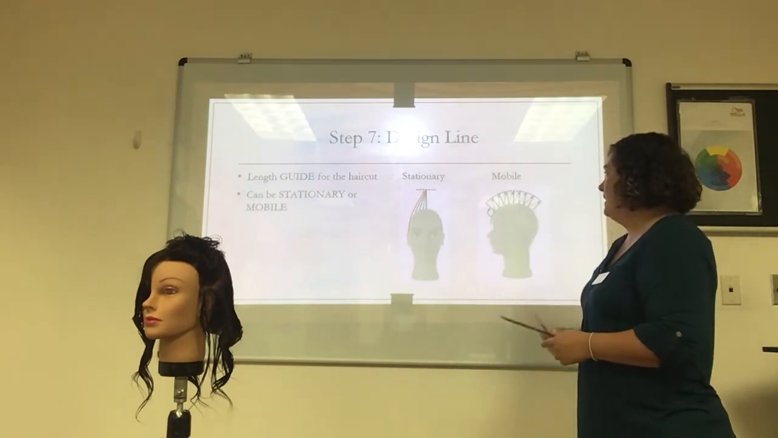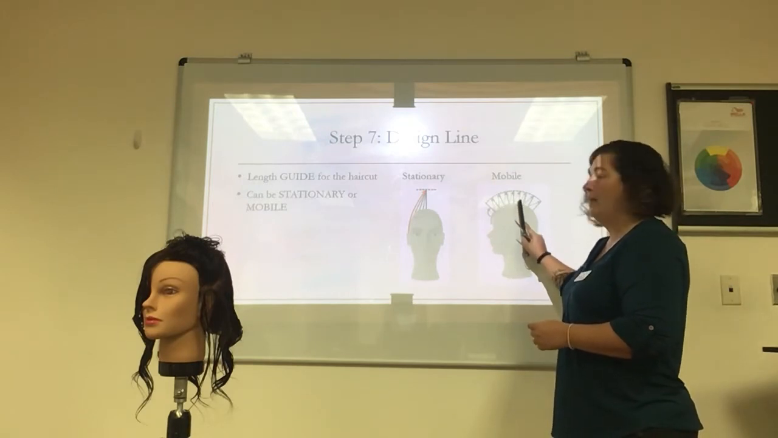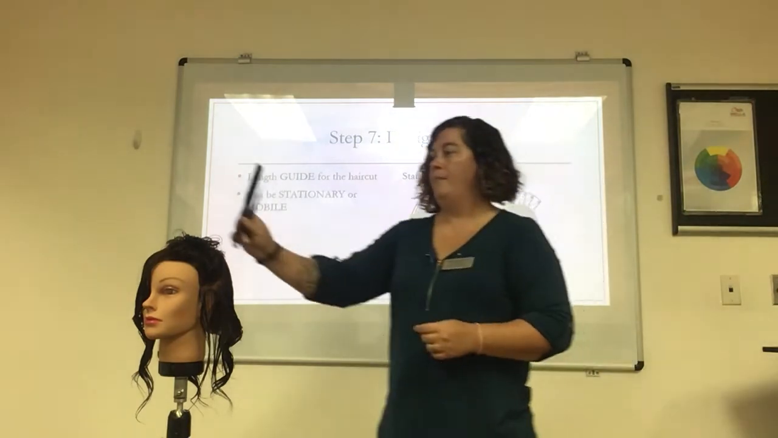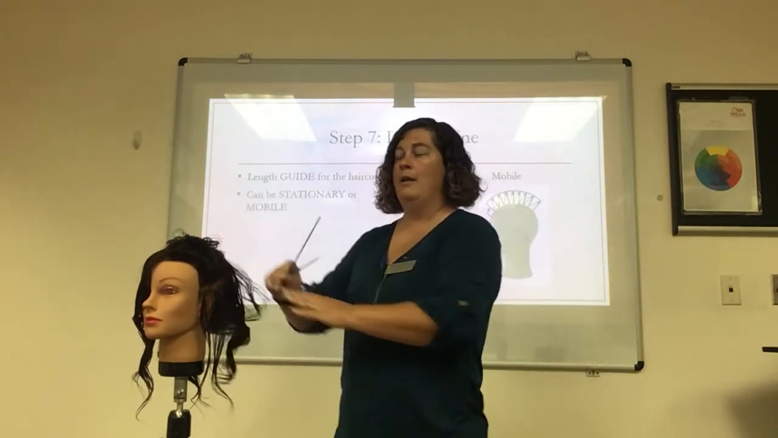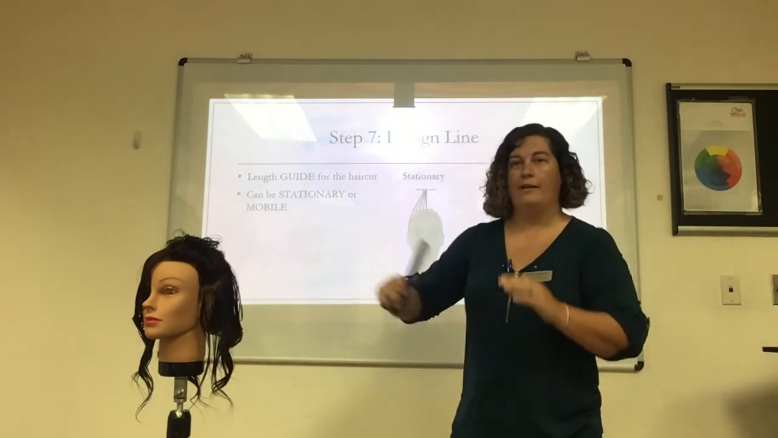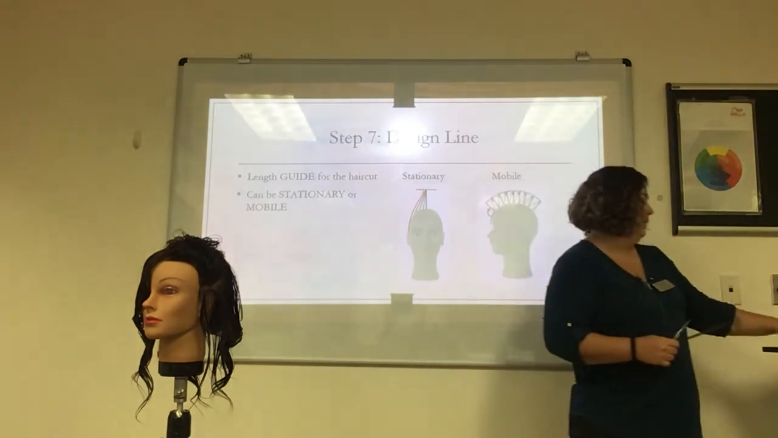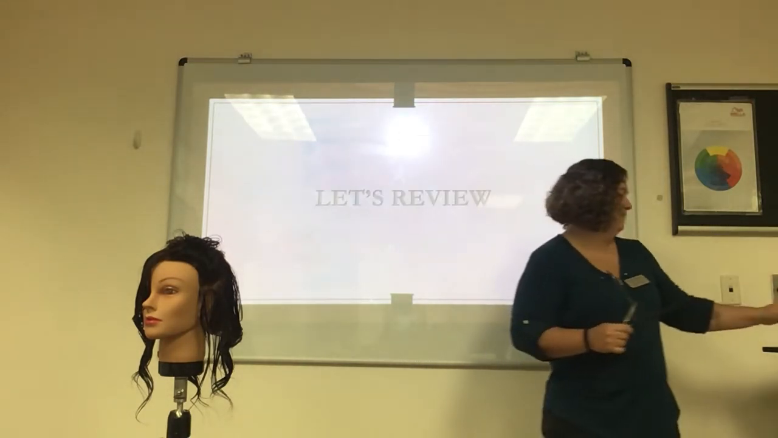A mobile design line is going to be the same length from each part of the head. So you're measuring from the head, I'm cutting here, here, here. It's going to give you a mobile guide, and you're going to follow that all the way throughout the haircut. All right? So those are our 7 steps. Let's review.